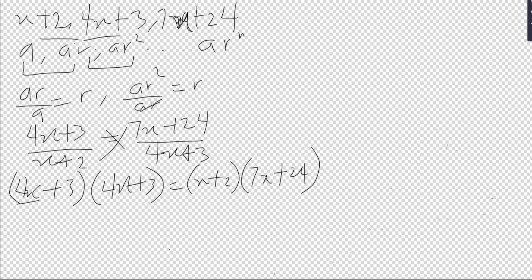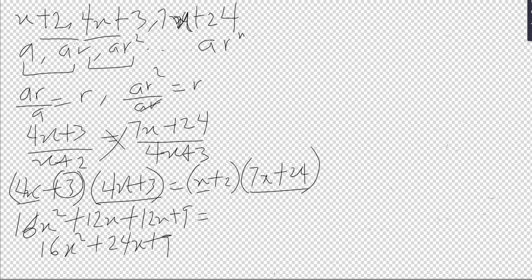So let's do multiplication. We use this to multiply all of this. 4x times 4x, we have 16x squared. 4x times 3 will give us 12x, and 3 multiplied by 4x will also give us 12x, and 3 times 3 will give us 9. So here now we have 16x squared plus 24x plus 9.